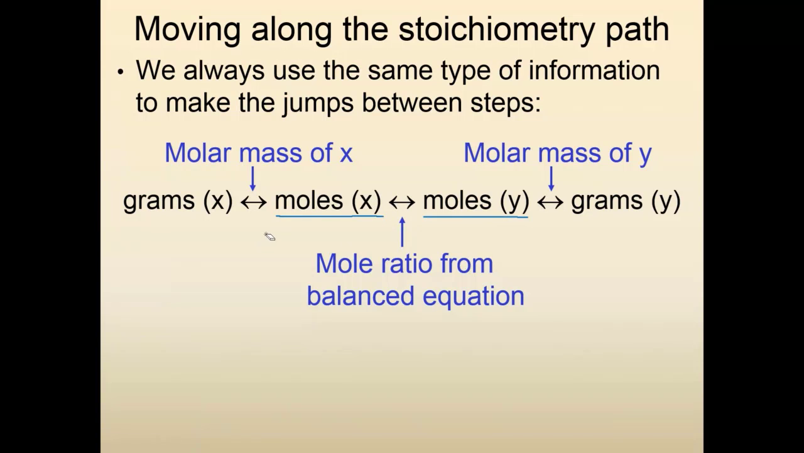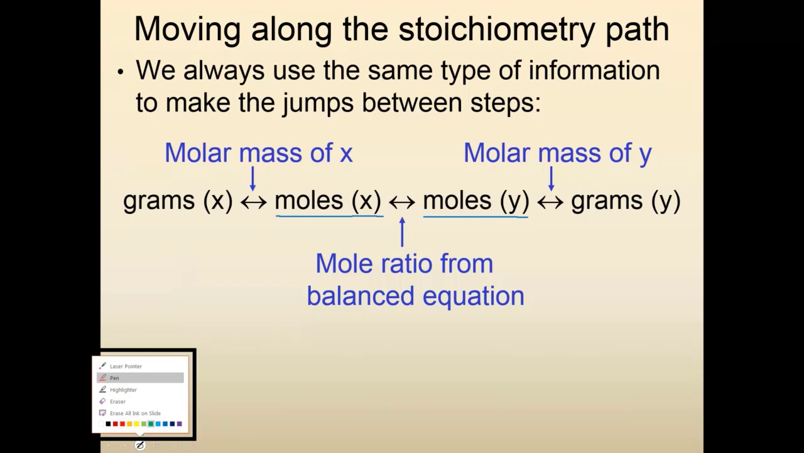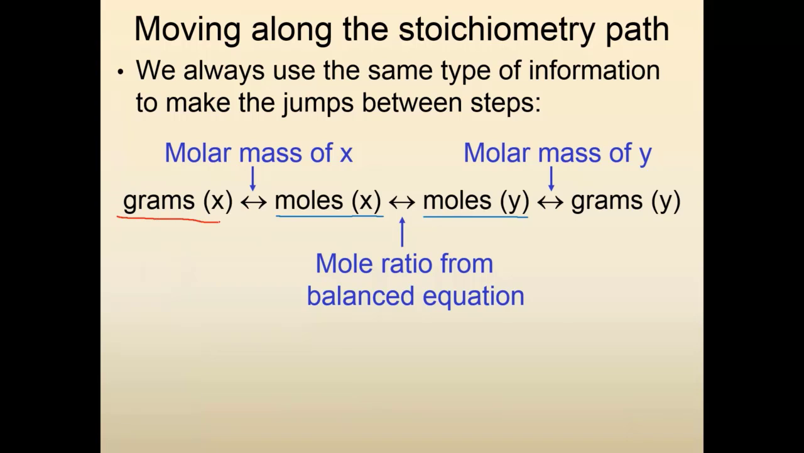So for example, maybe you're only going from grams of X to moles of something else, moles of Y. Well, in that case, you only have to do 2 conversions. Convert the grams to moles using the molar mass, and then convert the moles of X to moles of Y using the mole ratio from the balanced equation.